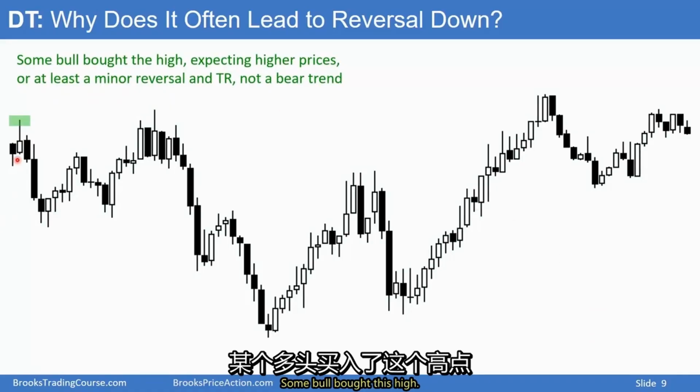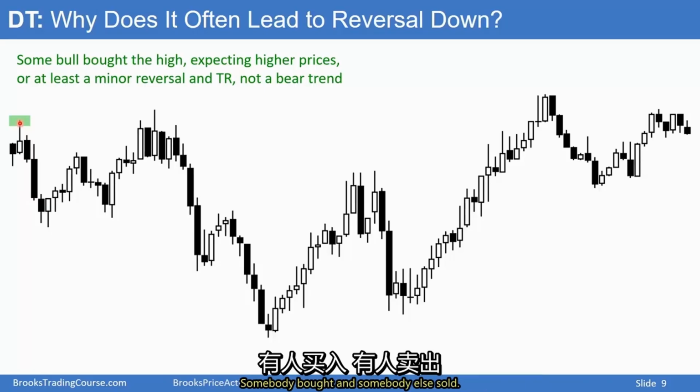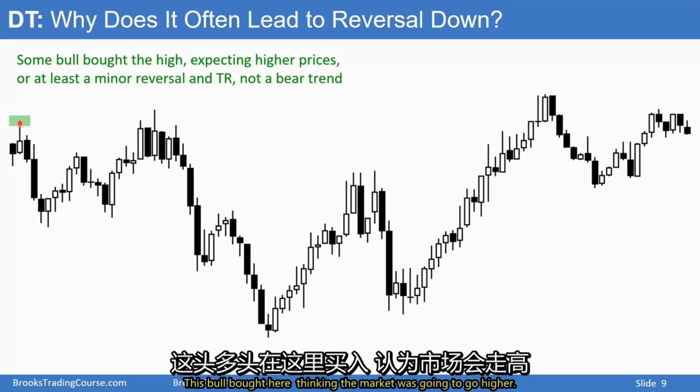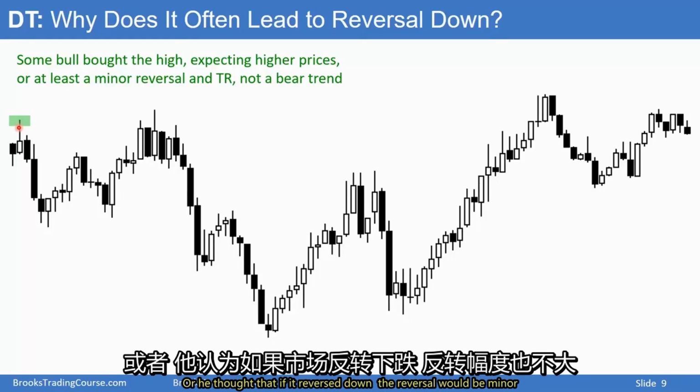Let's say there was a rally here. Some bull bought this high. Every price on every chart, there was a bull and a bear. Somebody bought and somebody else sold, taking the opposite side of the trade. This bull bought here, thinking the market was going to go higher.